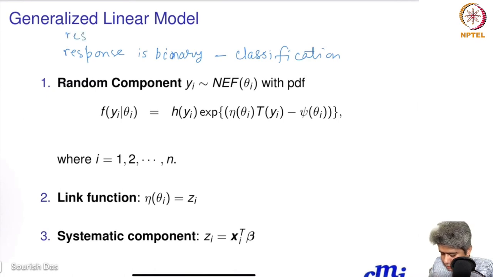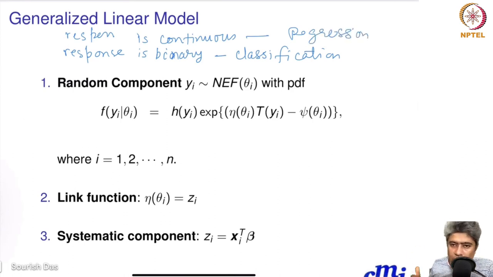And if your response is continuous, then it's a regression problem, correct? So far in machine learning they treat these separately, but in statistics they all fall into the same class of problem called generalized linear models, because binary classification and regression all fall in the same class of the natural exponential family. Hence any predictive model based on the natural exponential family will be simply called generalized linear models.